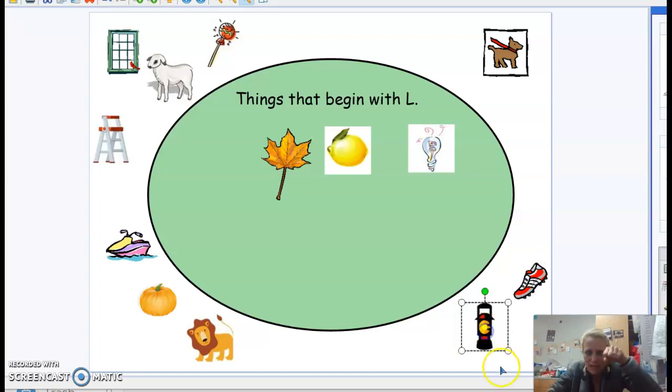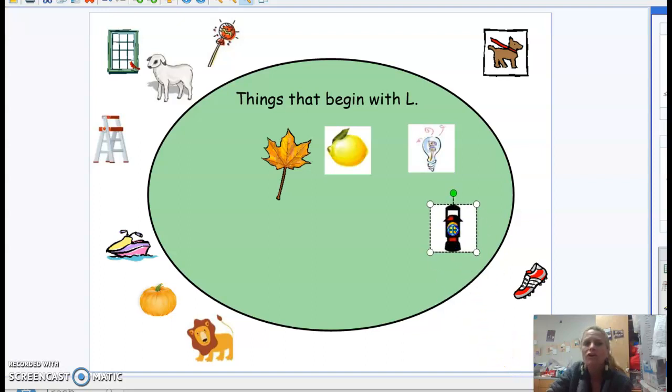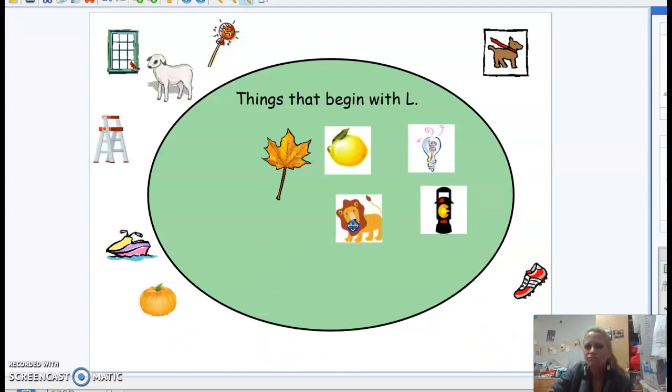Lantern. This is sometimes you can see at night, you use a lantern. Should I put it on there? Good job. Lion. How about pumpkin? No? Why not? You're right. It disappeared, so I know that's not right.